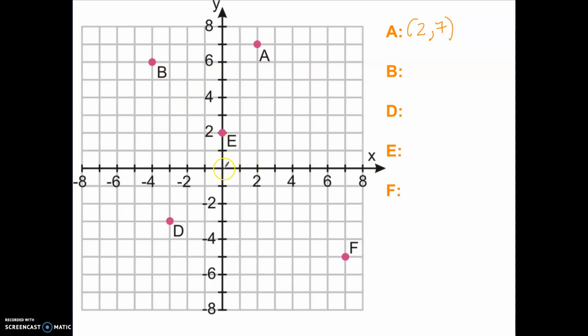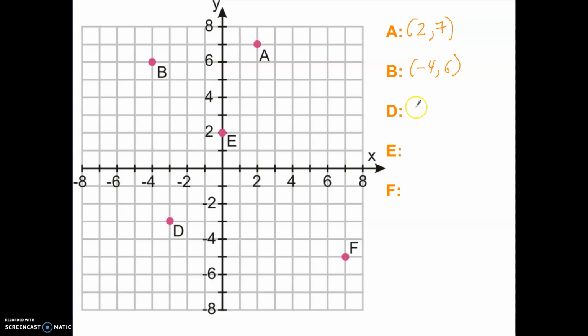And then for point B, do the same thing. We move left until we reach point B horizontally, so we get an x-coordinate of -4. Go up until we reach B vertically, and we get a vertical coordinate of 6. So we get (-4, 6). So go ahead, pause the video right now.